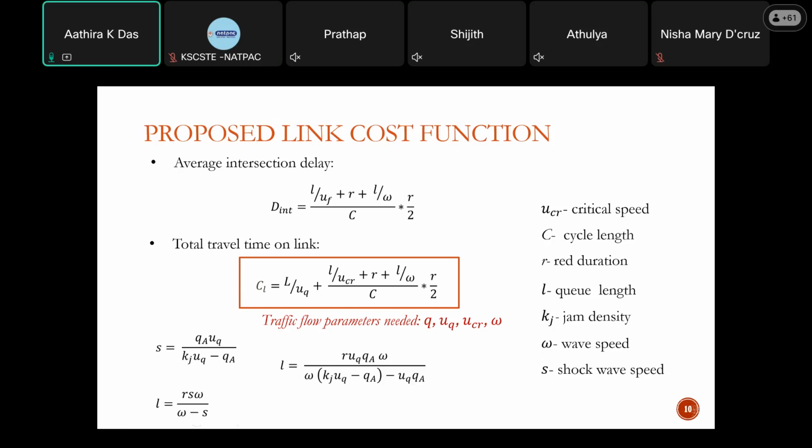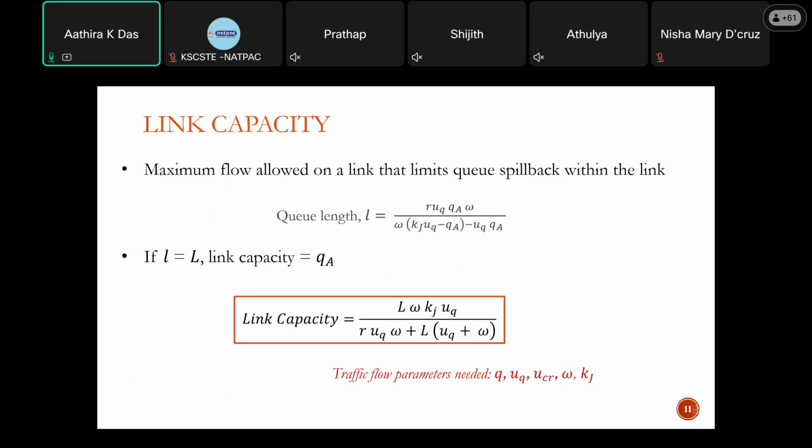So next, coming to the development of link capacity. The link capacity in this concept is defined as the maximum flow allowed on a link that limits the queue spillback, that is the spillback which occurs due to the red signal within the link. Thus, each link, according to this concept, and the corresponding downstream intersection will act as an independent building block of the traffic network, and it will not be influenced by traffic conditions in the downstream link.